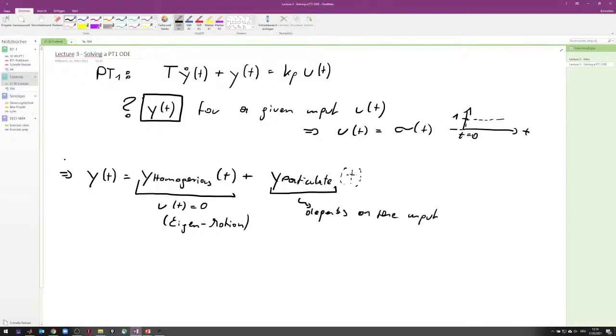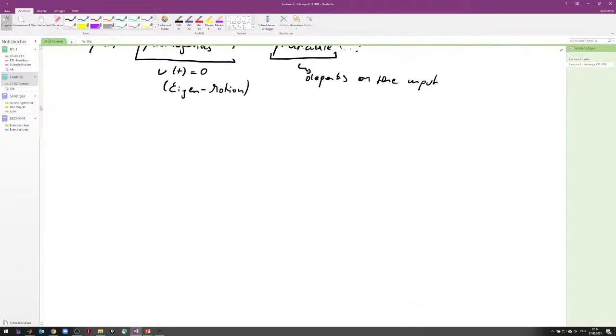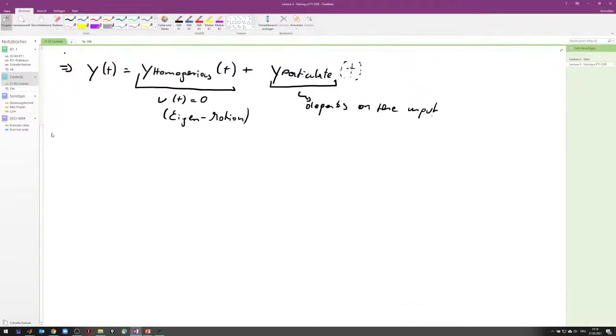So I guess some of you might think this is what you have learned already, so it's a little bit boring, but I usually do the solving once in the lecture, just so that everybody is on the same page. Okay, and how do we solve that? Well, we first solve for the homogeneous solution, then the particular. Okay, let's start with the homogeneous solution, right?